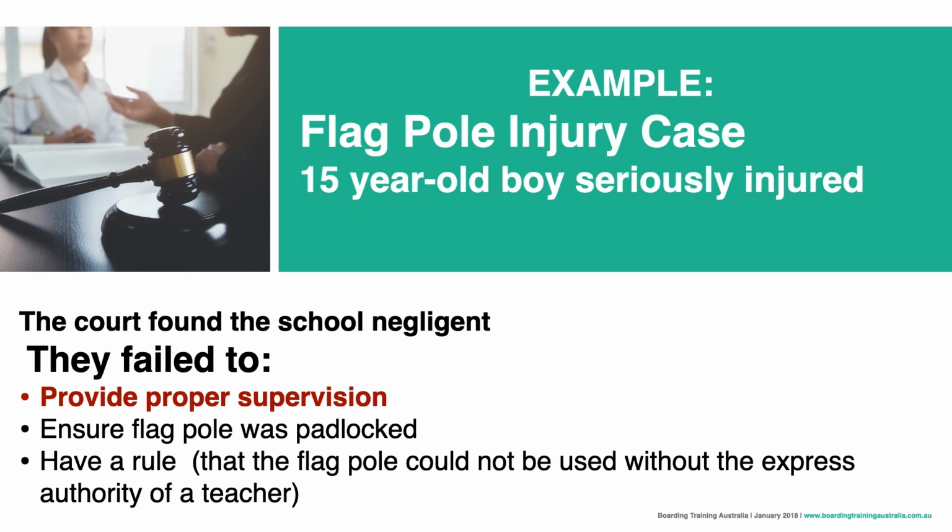While they were having their meeting, some boys stirred each other up to climb the flagpole, and a 15-year-old boy was at the top of the flagpole when it collapsed, and the large truck at the top injured the boy very seriously. Now, when the parents took the school to court for negligence, the court found that the school had failed to provide the proper expected level of supervision. They also said that they should have ensured the flagpole was padlocked and have a rule about it that was well known to young people, that it couldn't be used without the authority of a teacher, that sort of thing. But the main part was that they hadn't provided proper supervision, the normal expected standard of supervision in their school.